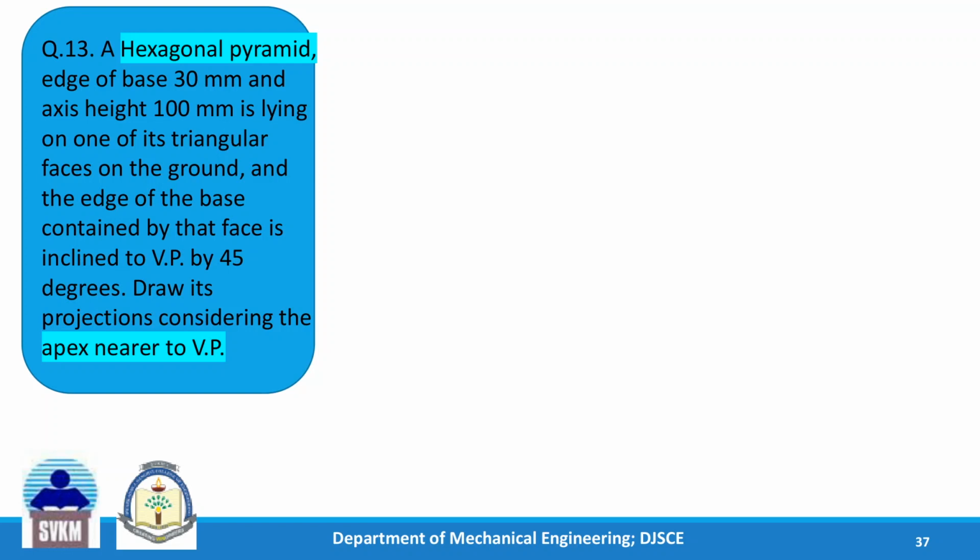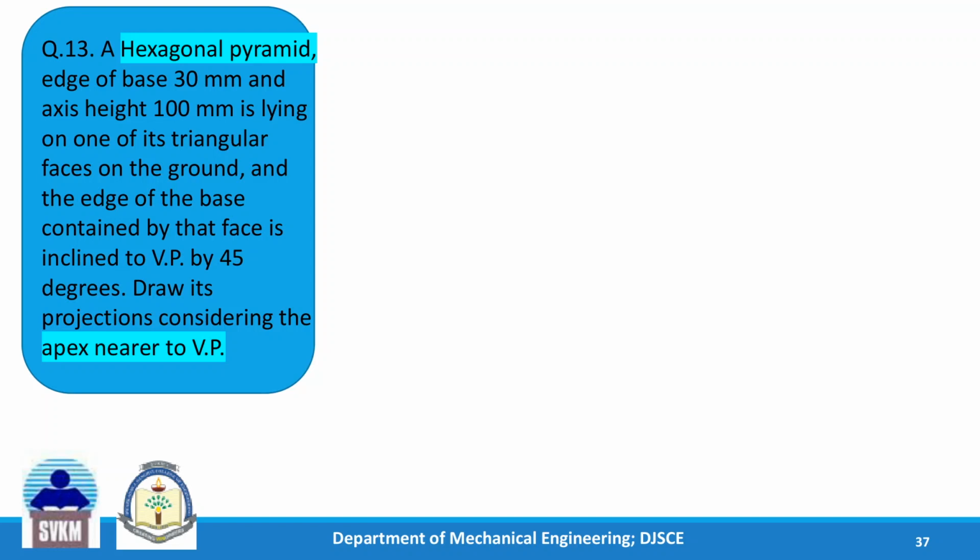So first thing is that this solid is a hexagonal pyramid. Second thing is that it is lying on one of its triangular faces on the ground. So in this case, when anything is lying on the ground or HP, we take the axis of the solid perpendicular to HP in the first step. We are going to break this sum into three steps.